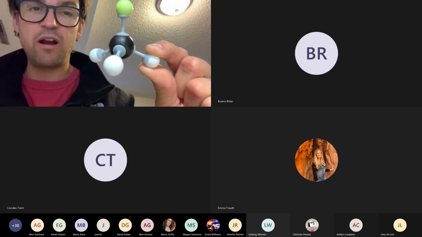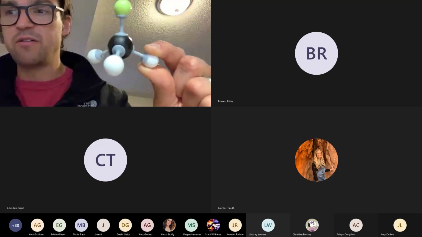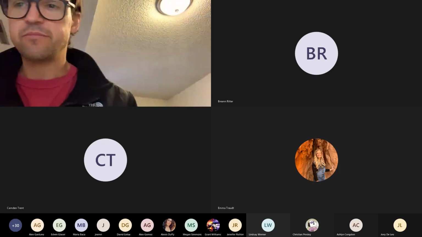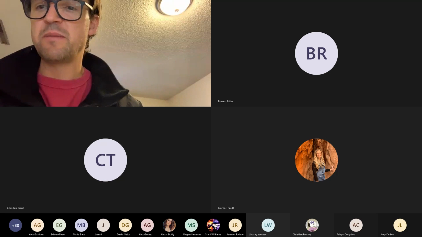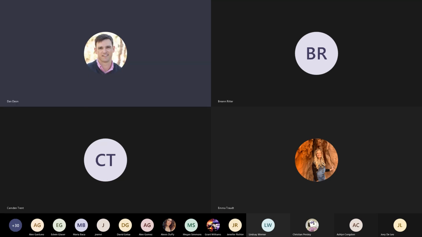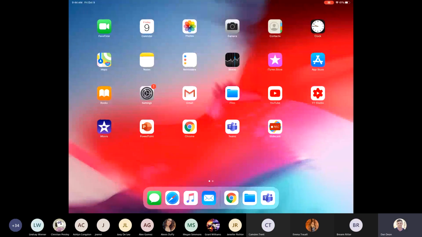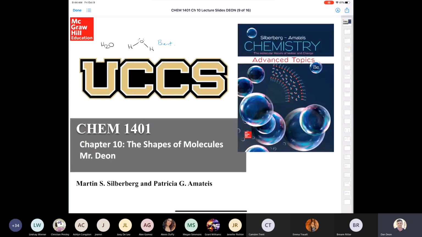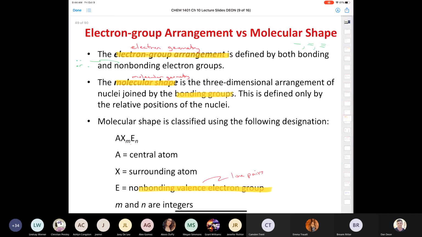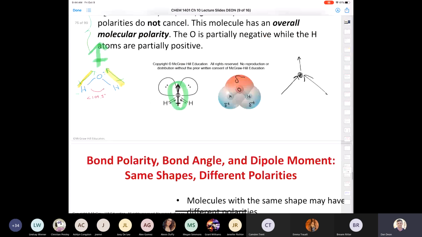This is one of those examples where molecular models come in really handy. Give me a thumbs up if the models help at all. Anyone? You know, they say a picture is worth 1,000 words, so maybe models will help us a little bit. All right, good. Any questions about that? Trying to find out where I was in my slides. There we go.